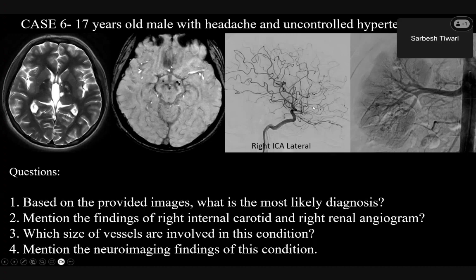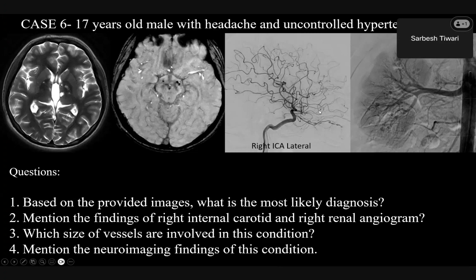What is this small area? It's a microaneurysm. So you see a small aneurysm arising from a very small artery. Yeah, pseudoaneurysm you can call it. These are microaneurysms, and you have a beaded appearance of the vessel. And this is a renal artery injection. What do you see? Multiple aneurysms here. All right. So these are the findings in the right ICA and the right renal angiogram. So what size of vessel are these? These are medium vessels. Excellent.